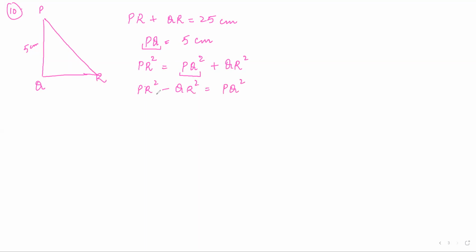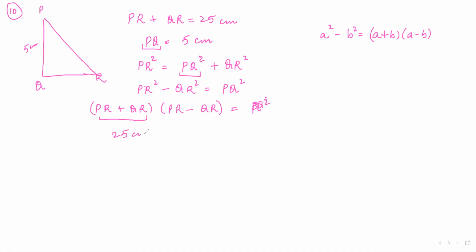Now can I write this left hand side like this? I have an identity, A square minus B square is equal to A plus B into A minus B, right? So I can write this as PR plus QR into PR minus QR, and this is equal to PQ whole square, right? Now you can see this PR plus QR value is given. So this value is 25 centimeters, into PR minus QR. And PQ is again 5, so 5 whole square.